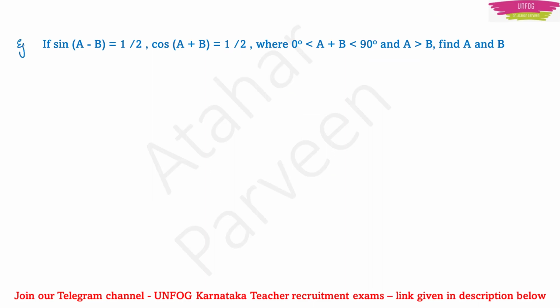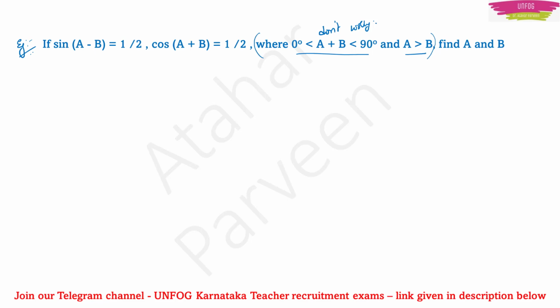Another example. If sine of a minus b is half and cos of a plus b is half, where a plus b is lying between 0 and 90 degree and a is greater than b, find a and b. I would suggest you not to focus on all this, because ultimately we are talking about triangles, and at maximum the circle where we are drawing the triangle. That's why I am telling you, don't worry about these conditions, especially in trigonometry. Just focus on questions. Very few times maybe you will have to worry about that also, but that will be very easy.